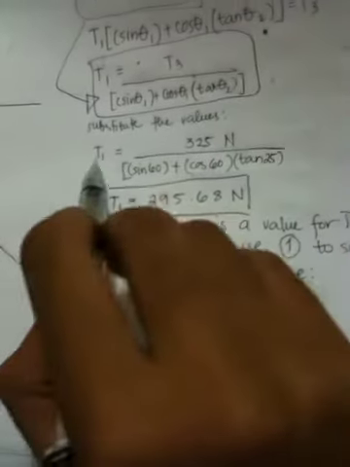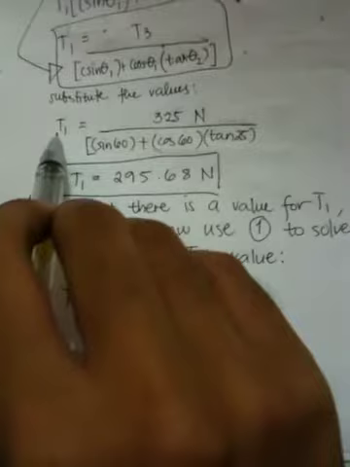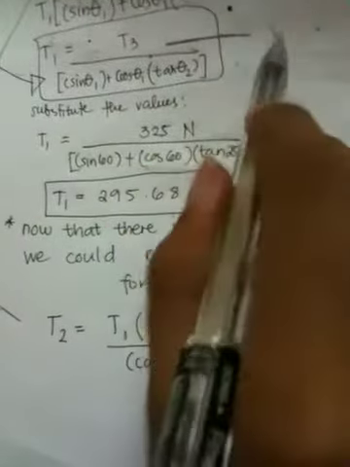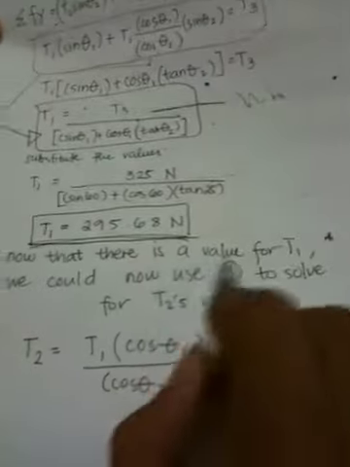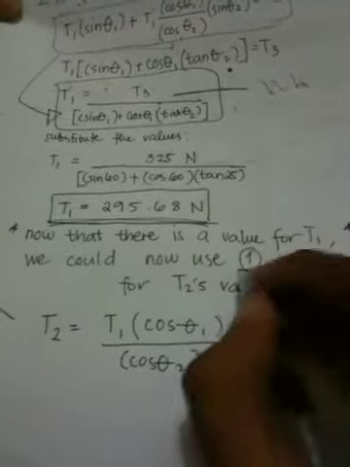After getting this, you will substitute the values. So what we're going to solve now is T1 is equal to 325 newtons, which is T3's value, which is earlier equal to WB, divided by sine 60 plus cosine 60 times tan 25. After doing such, you're going to get T1. This is now the value of T1, and as we can put in the table, we could now say that T1 is equal to 295.68 newtons.